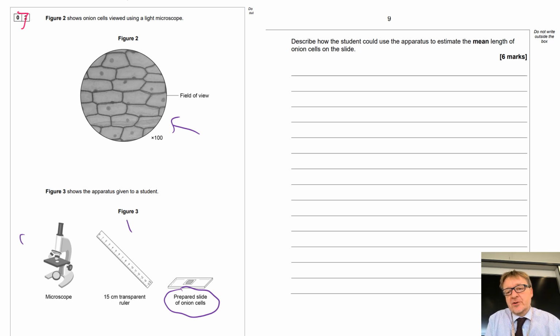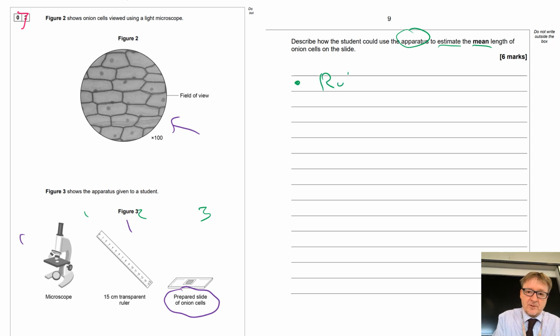Describe how the student could use the apparatus, 1, 2, 3, to estimate the mean length of an onion cell on the slide. So we've got to use the practical stuff here to estimate the mean length of onion cells on the slide. I've got my 3 pieces of equipment. So what I'm going to do is just do bullet points.